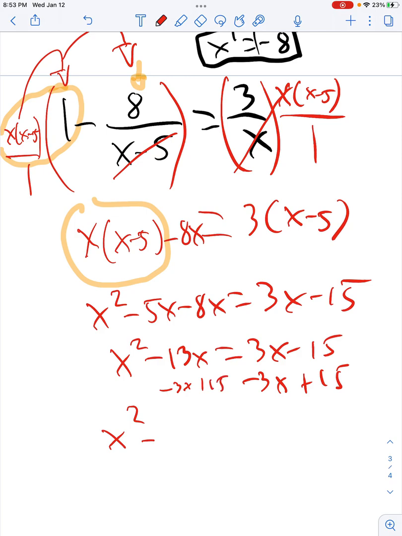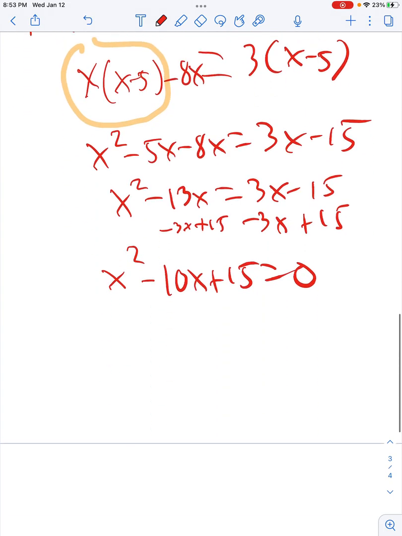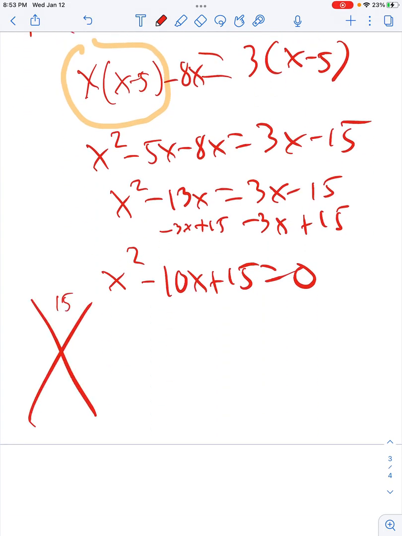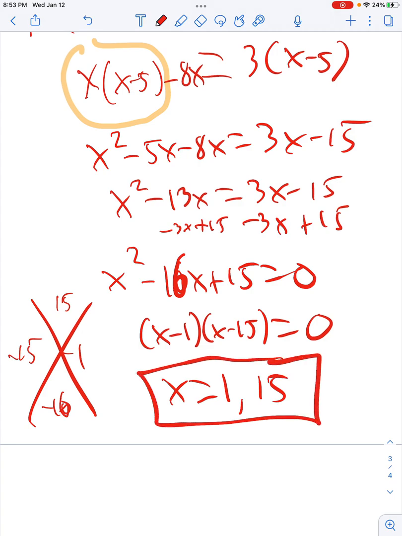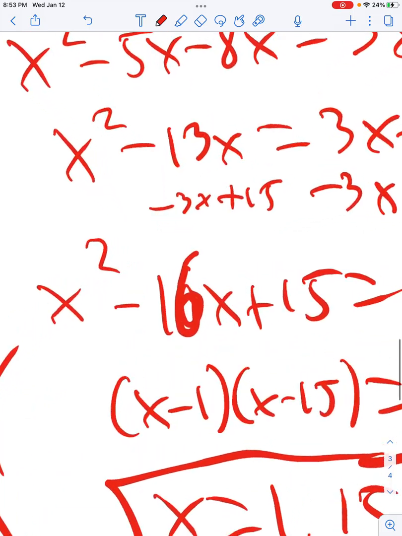Let's subtract 3x and add 15 on both sides. So we are left with x squared minus 10x plus 15 equals 0. I do my factoring, what multiplies to 15 but adds to get negative 10? Oh wait, I must have, let's see here. Negative 13 minus 3 is negative 16, Mr. Larson. So it adds to get negative 16. That's negative 15 and negative 1. So x minus 1, x minus 15, which means x equals 1 or x equals 15.